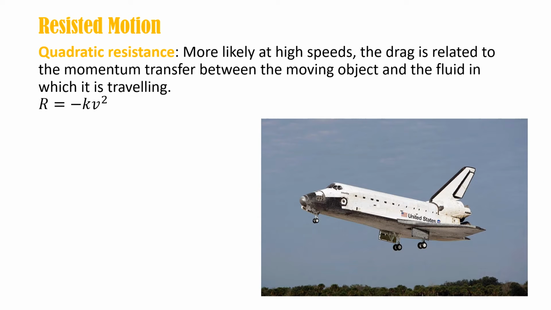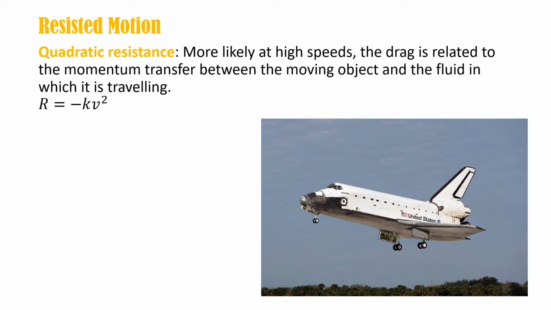The other option is quadratic resistance. So this is where we're traveling at higher speeds, and then there's a drag related to the momentum transfer between our object that is moving and the fluid in which it is traveling. Now that fluid can still be air, it doesn't have to be an actual liquid. In this instance, it's when it's in direct relationship to the velocity squared.